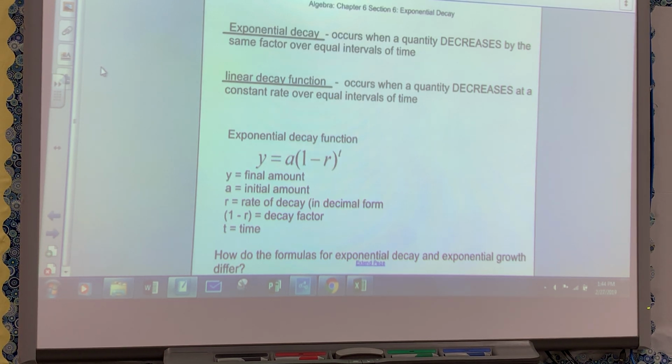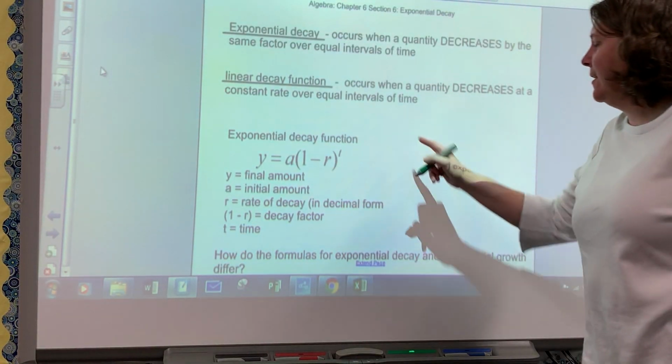How do the formulas for exponential decay and exponential growth differ? Mackenzie. Exponential decay is going down, isn't it? How do the formulas change? Decreases. You're looking at two formulas. Okay, so this is my exponential decay function.